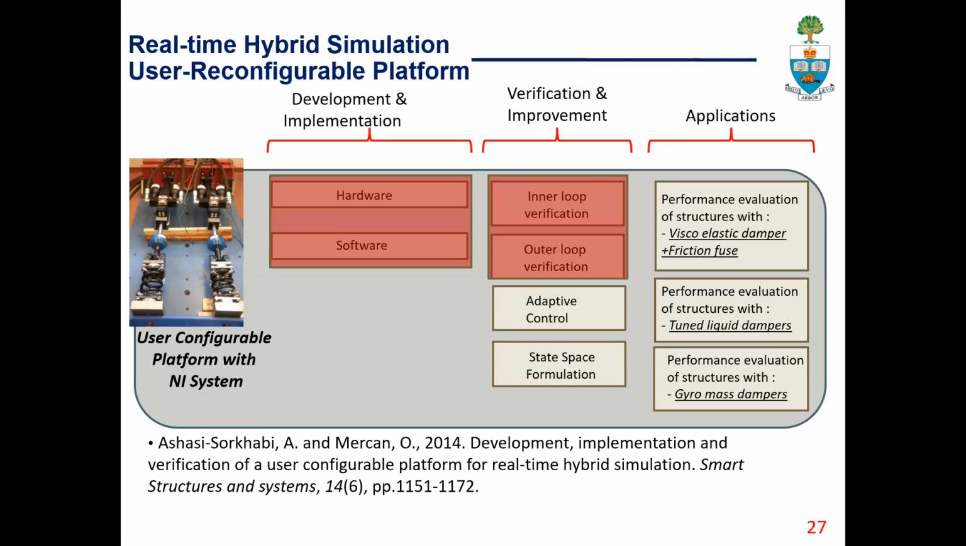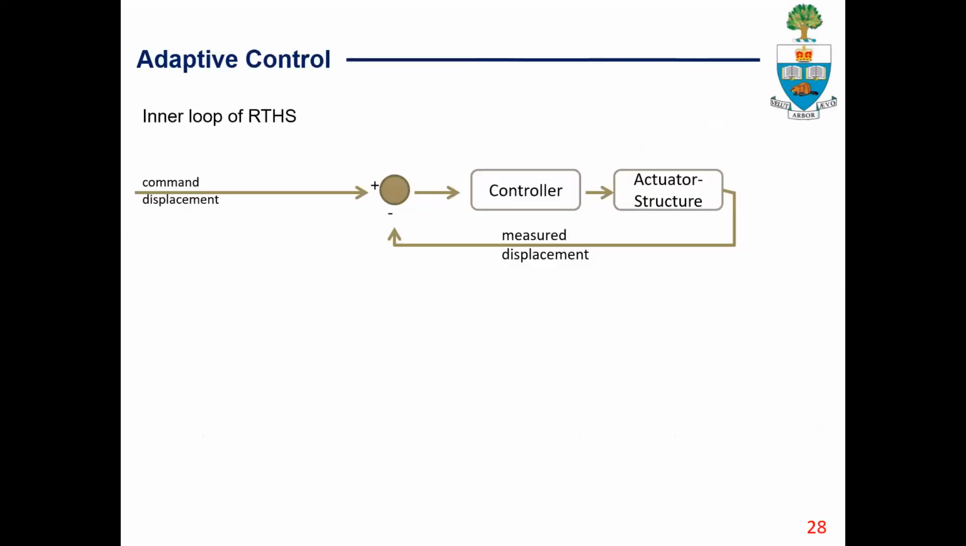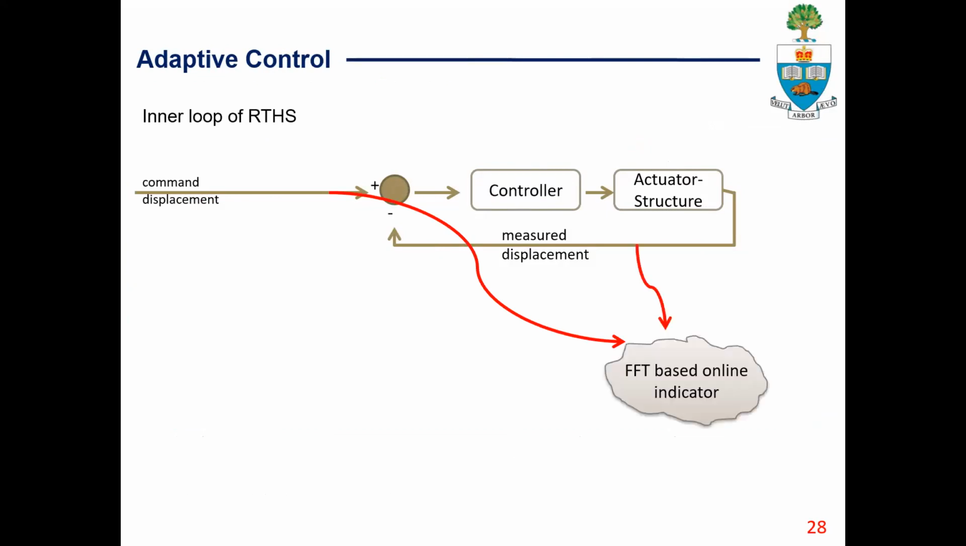The first one that I want to talk about is the adaptive controller that we developed. So the idea is quite simple. This is the inner loop of real-time hybrid simulation. We have a constant coefficient controller, and we have the actuator structure. And what we do in this particular case, we take the command displacement, we take the measured displacement.